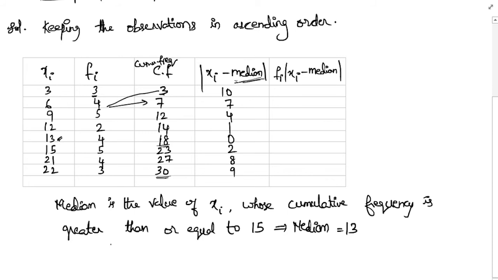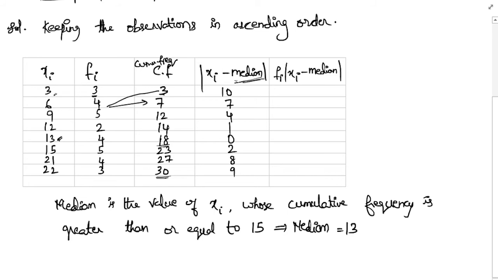As per this, I have calculated xi minus median. Please do that. The first one I'll explain: xi minus median for the first row is 3 minus our median, 3 minus 13, so I got 10. Then 6 minus 13, I got 7. Similarly do for the others.